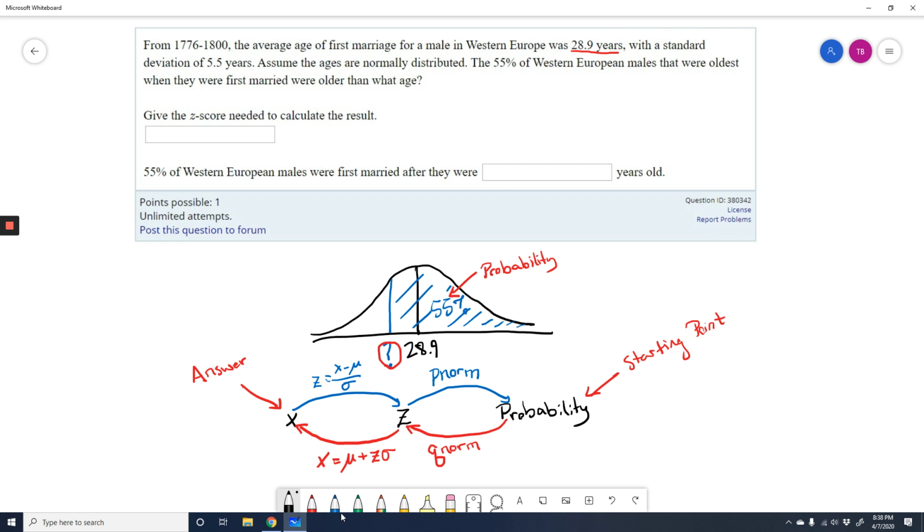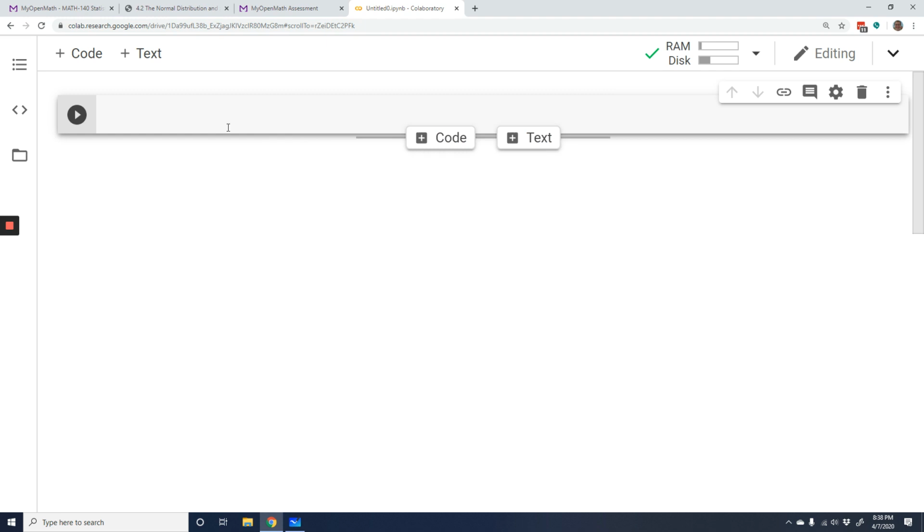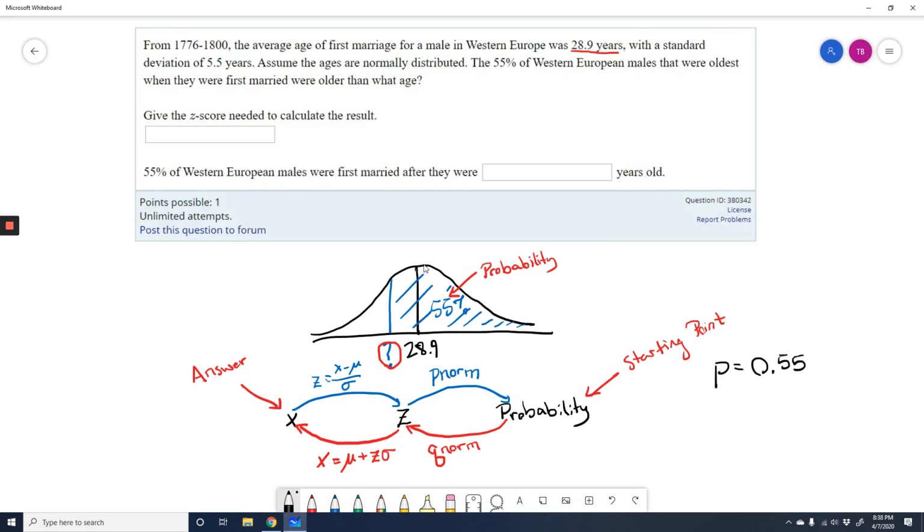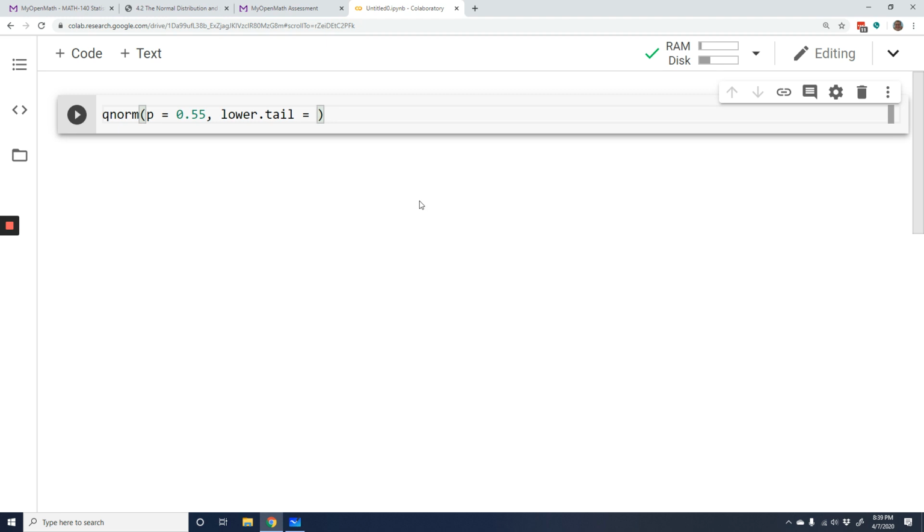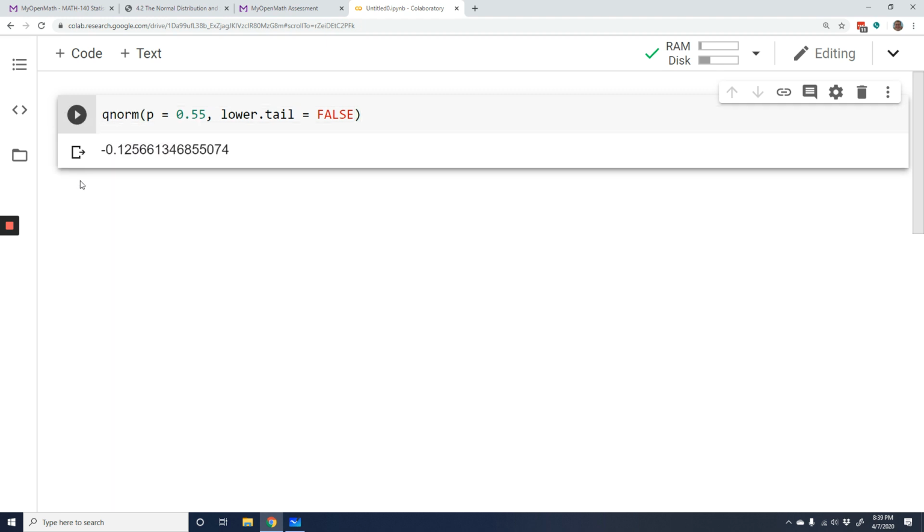In this case, my probability, my p, we are told is 55%, so 0.55. So we're going to use our qnorm function to find our z value. If we go to our notebook, we will use qnorm, and the probability is 0.55. For lower tail, if we look at our picture, we want the upper tail shaded, because we want the oldest ones, the bigger ones, to the right. So lower tail will be false. If we run that, we have our z value.